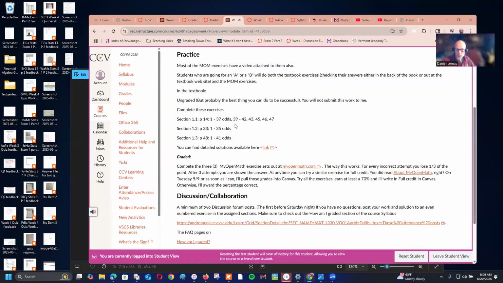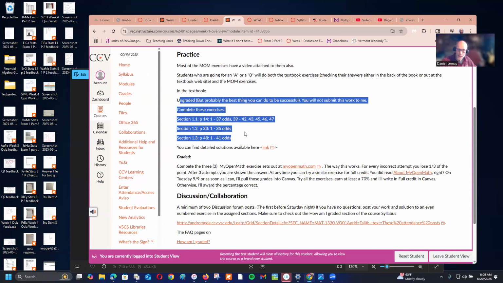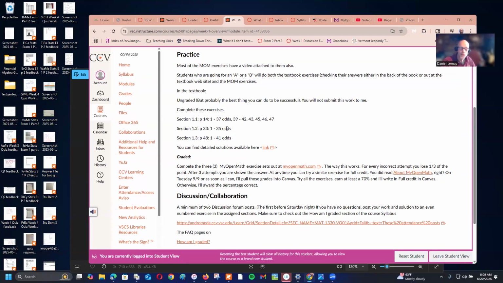And then out of the textbook, as I was starting to say, the odd numbered exercises in the textbook are ungraded, but I think they're worth doing if you're struggling. Don't know if I would take the time to do them all. And if you're having trouble with the MyOpenMath problems, then certainly find the corresponding exercises here in the sections and look at those.